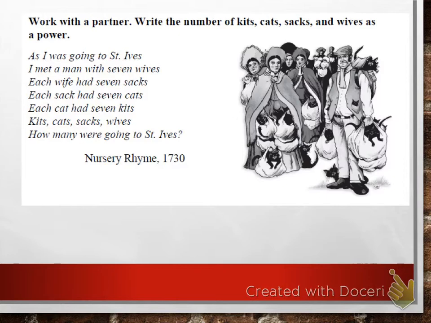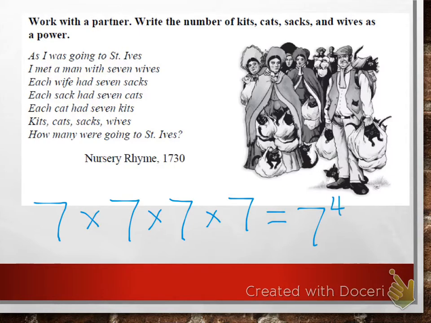When you're looking at this, you met a man with 7 wives, and each wife had 7 sacks, and each sack had 7 cats, and each cat had 7 kits. So 7 times 7 times 7 times 7, which if we wrote it in exponential form is 7 to the 4th power.